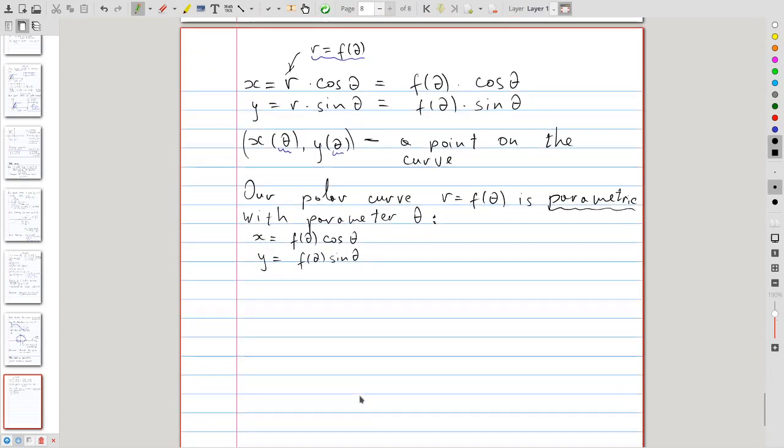And so this means that we can do with polar curves anything that we are able to do with parametric curves, just because a polar curve is a special case of a parametric curve with this particular parameterization. So for example, since we know how to compute slope of a parametric curve at a particular value of theta, it means that we can determine the slope of a polar curve as well.